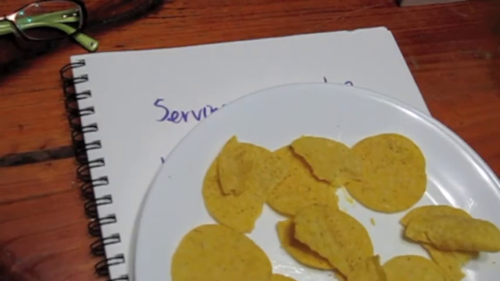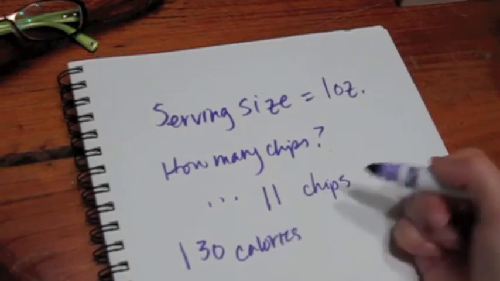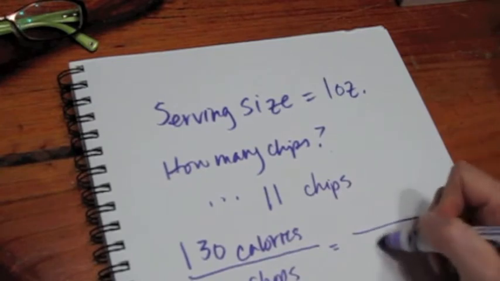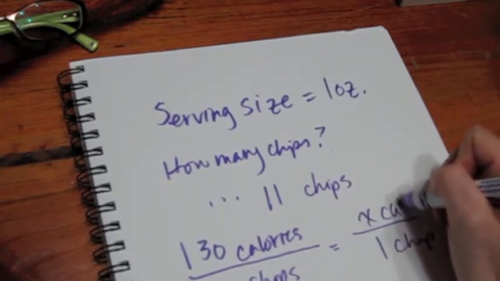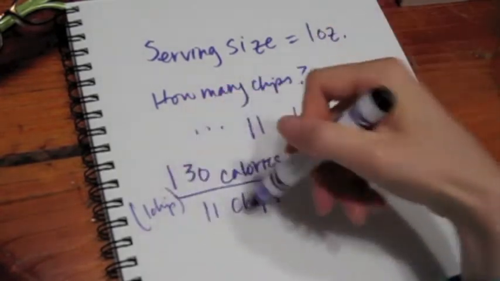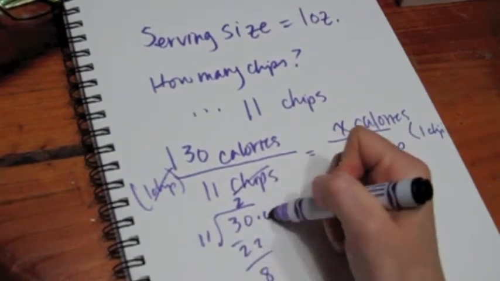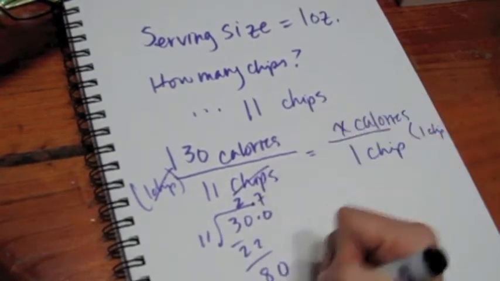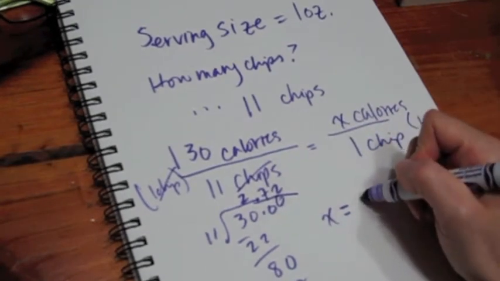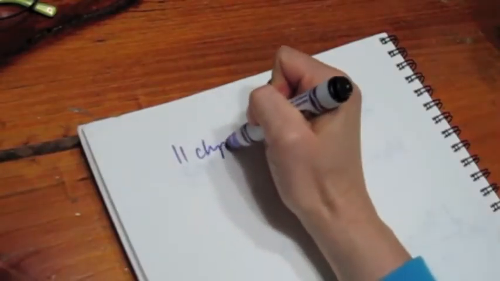So look at this plate, broken chips, we'll put this together. 130 calories in 11 chips. Then how many calories are in just one chip? This is a unit rate because I want to know how many calories are in just one chip. So I multiply both sides to get x by itself. Do some long division here. 130 divided by 11, blah, blah, blah. I get that in one chip, there's about 12 calories.